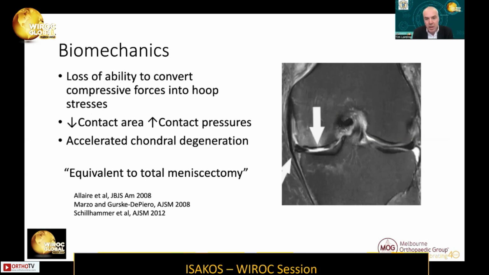Over time, we've come to understand that root tears cause a loss of the ability to convert compressive forces into hoop stresses. There's a reduction in the contact area and therefore an increase in the contact pressure, and this leads to accelerated chondral degeneration. And this has been described as being the equivalent to a total meniscectomy.